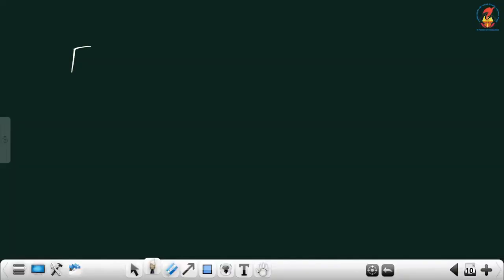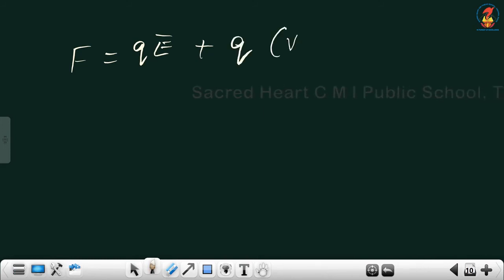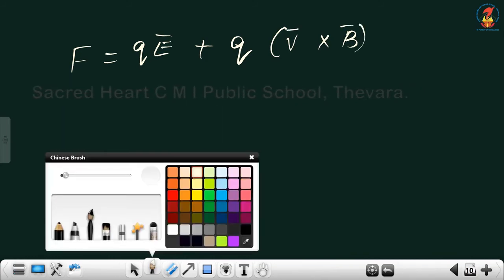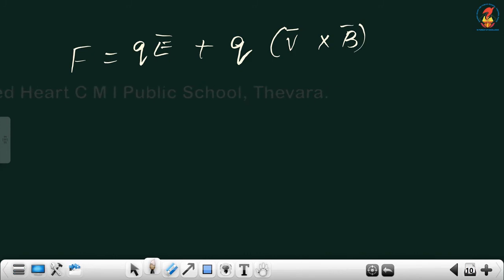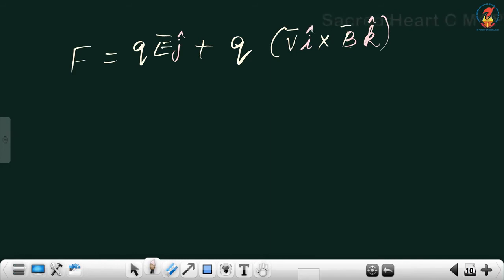Now, the force on a charged particle in a combined electric and magnetic field is given by, total force F is equal to Q E plus Q into V cross B. Now, our electric field is along the y direction, so I am going to use unit vector J. Our magnetic field is along the positive z direction, so I use the unit vector K, and the velocity is along the positive x direction, so I represent it using the unit vector I.